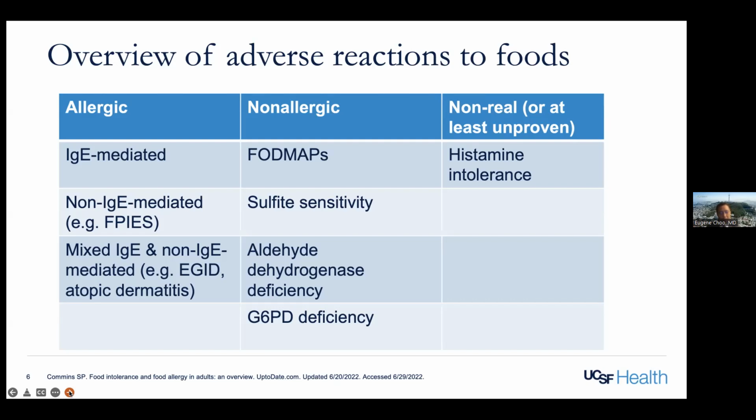We also have non-allergic adverse reactions to foods, some of which I'm sure that in GI are very, very familiar with, including FODMAPs intolerances, sulfite sensitivities, aldehyde dehydrogenase deficiency, G6PD deficiency. And then in terms of that not real category, that might be overstating a little bit, but I should maybe say at least unproven. And these are things like histamine intolerance.